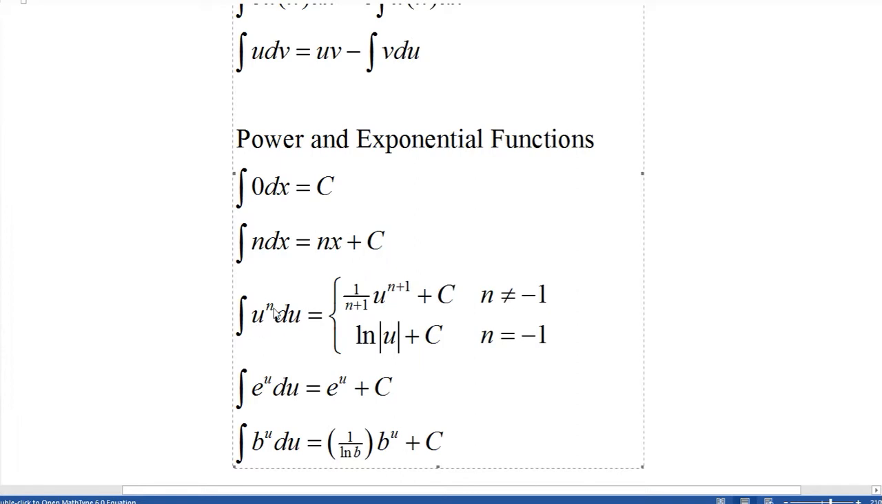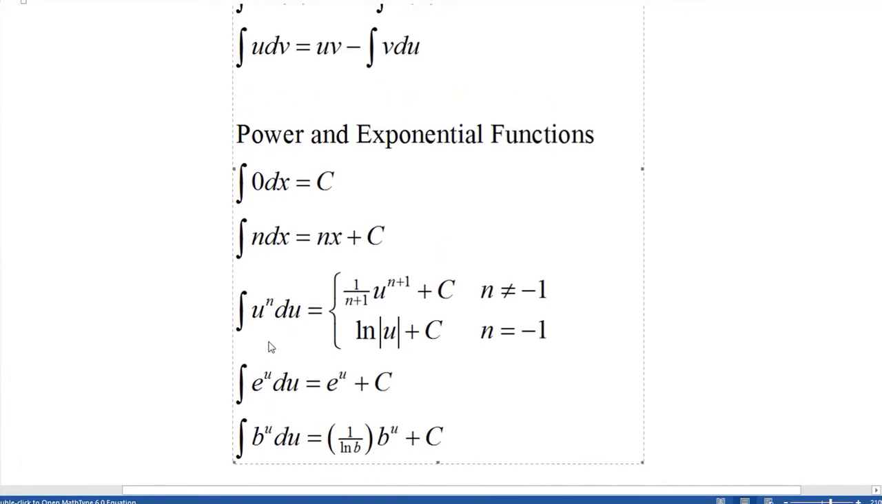And we could do power functions. The integral of u to the n du is u to the n plus 1 times 1 over n plus 1, plus c. And that works for anything except for n equals -1. Notice when n is -1, this rule would give you dividing by 0, so that's certainly not going to work. But if n is -1, you've got the integral of u to the -1 du, or the integral of 1 over u du, and we know that that is ln of the absolute value of u, plus c.